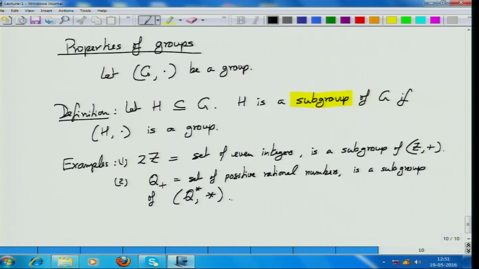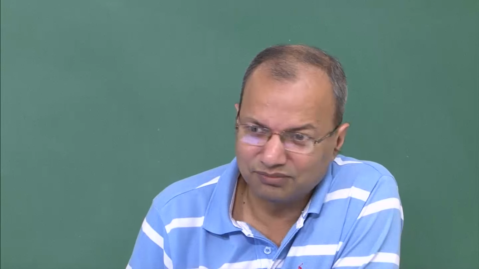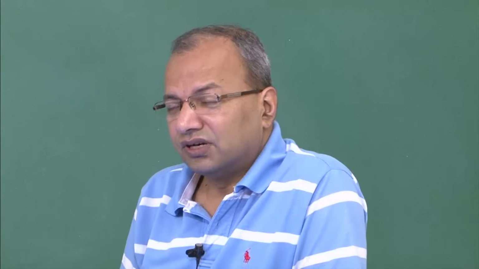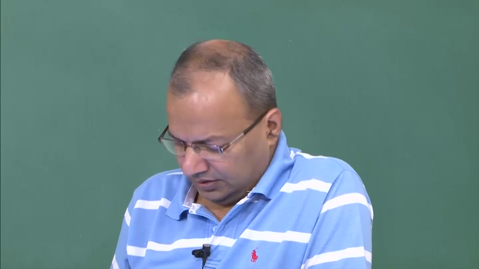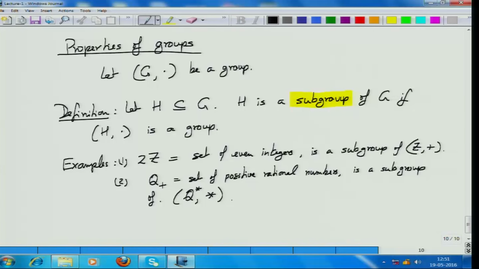So the subgroup of Q star. Q star is defined as the set of non-zero rational numbers. So we do have subgroups, and in fact these are not the only subgroups that you can find in these groups. 3Z is also a subgroup, 4Z is also a subgroup under addition. For the group of rational numbers under multiplication, you can again create a lot of other subgroups.